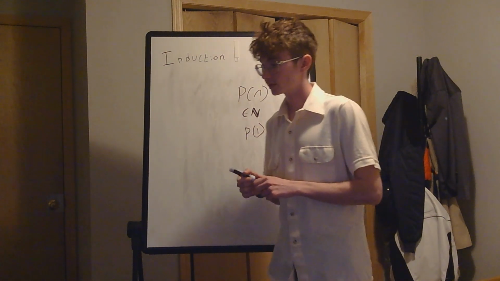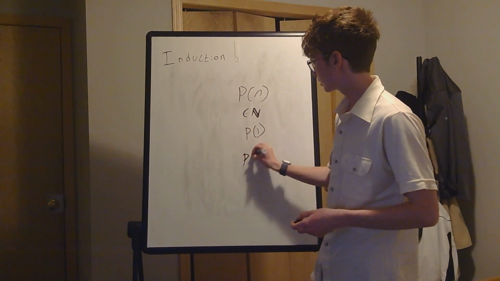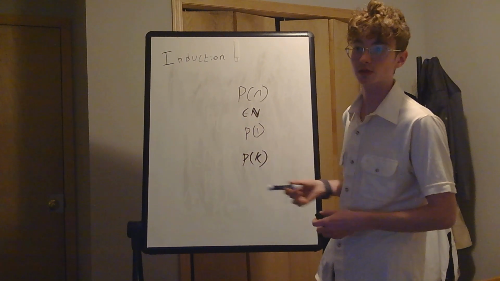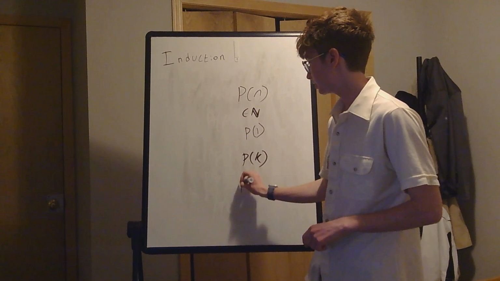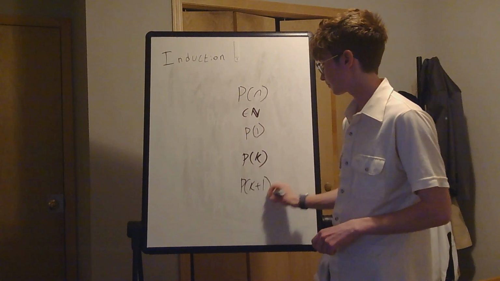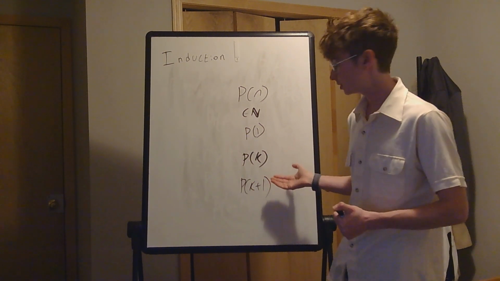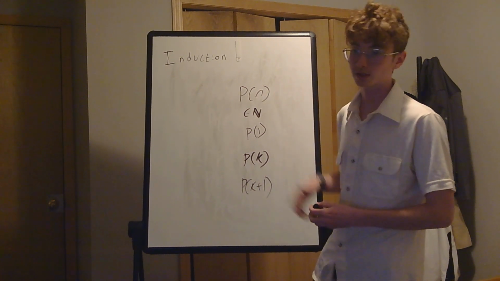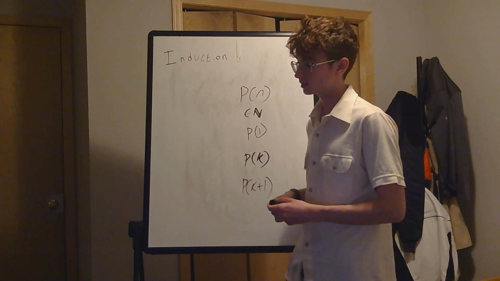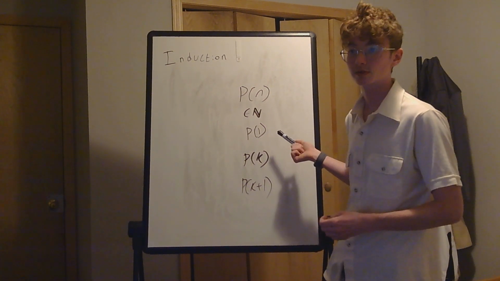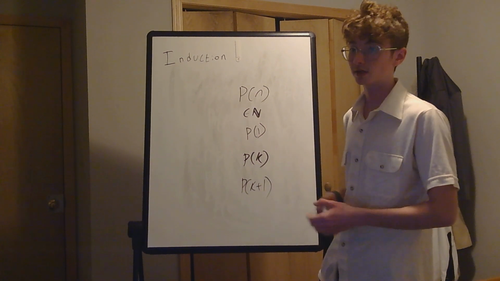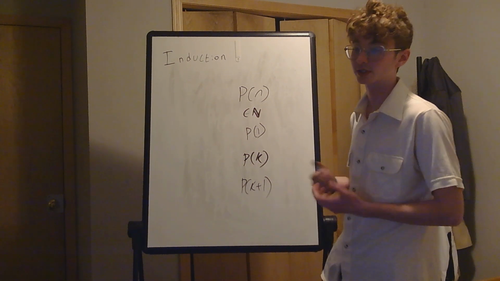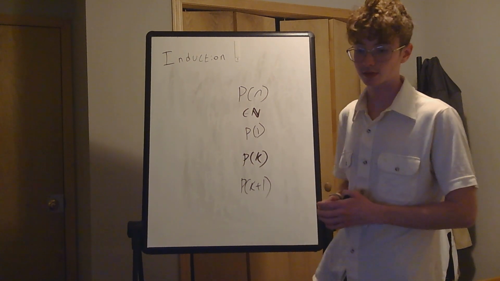Then, after this, we show that P(k) holds for some arbitrary element in the natural numbers. After this, we show that P(k+1) holds. Showing that P(k+1) holds requires assuming that P(n) is true, and showing that since P(n) is true, it implies that P(k+1) exists. So, to do this, let's go through an example.